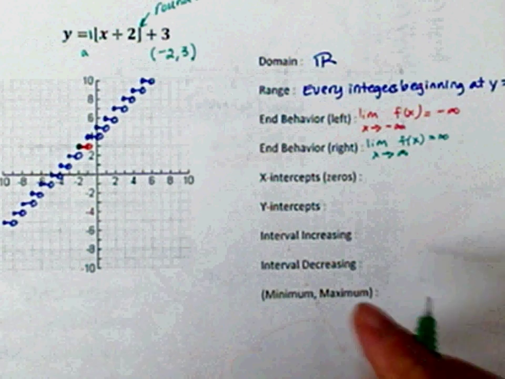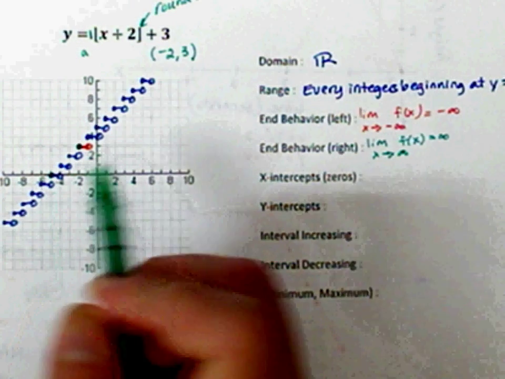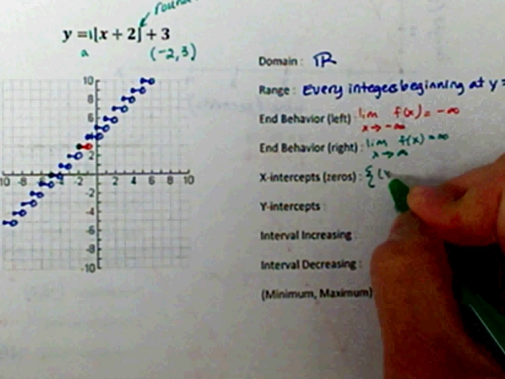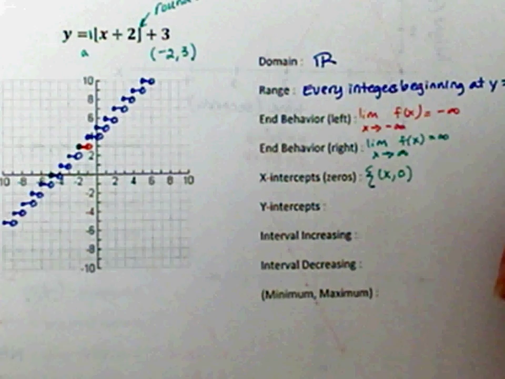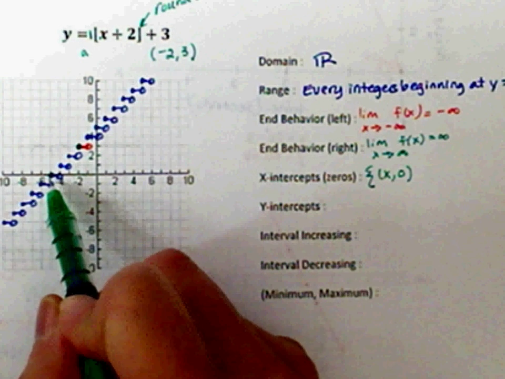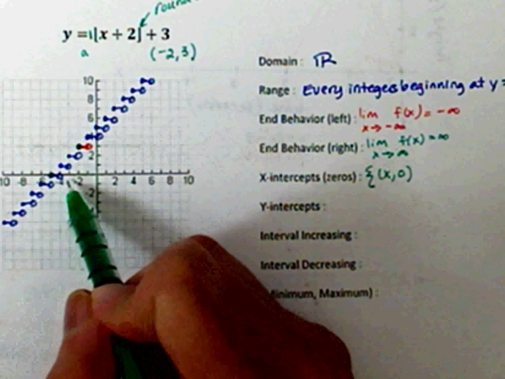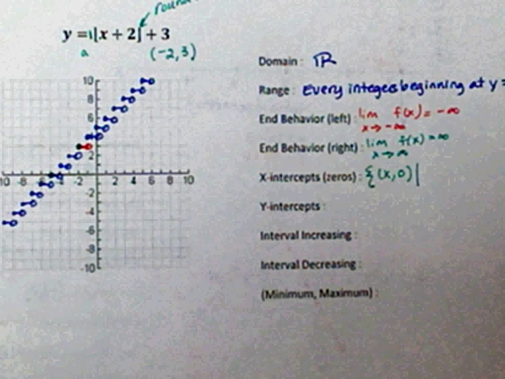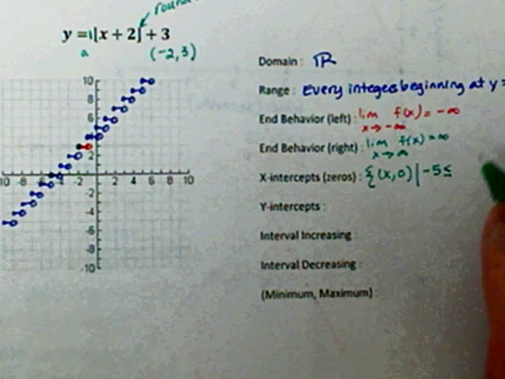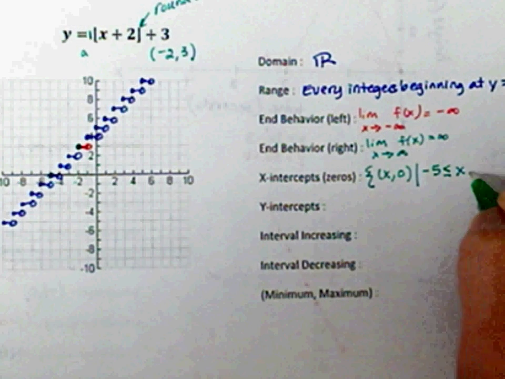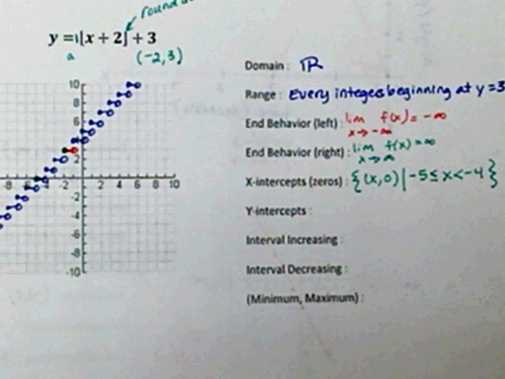Your x-intercept, where do you see it crossing the x-axis? Well, it starts here, but it ends over here. So we're going to write it as a set notation, okay? We know our y is going to be 0. So x is going to be a number. It's going to be -5, -4.9, -4.8, -4.6, all the way to -4, not including -4. So I'm going to write it as a set notation. So x is between -5, including -5, and heading toward -4, not including -4.